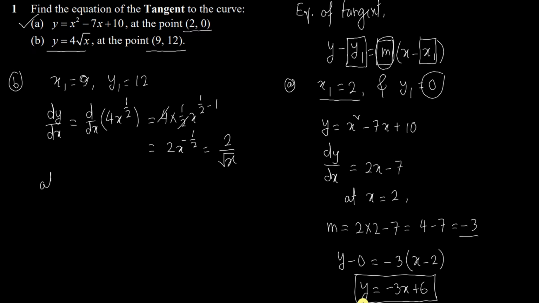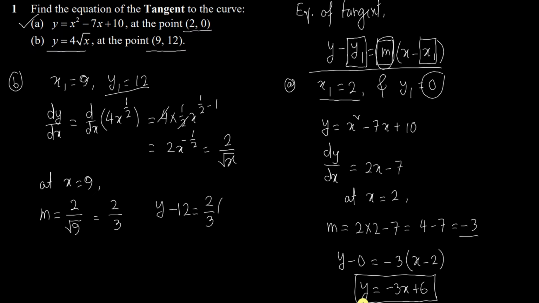Now at x equals 9, we need to find the value of m, which is the gradient. At the point, we put x equals 9 into dy by dx, so 2 by root 9. We know root 9 is 3, so 2 by 3 is our gradient. Now let's write the equation of the tangent, y minus y1. Put your values: y minus 12 equals m, 2 by 3, the gradient at this point, times x minus 9.